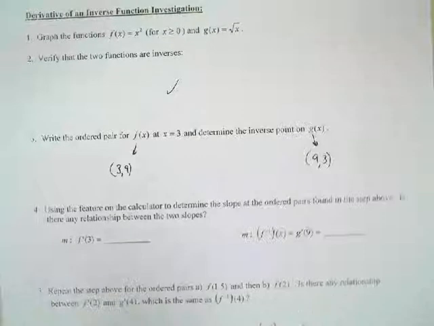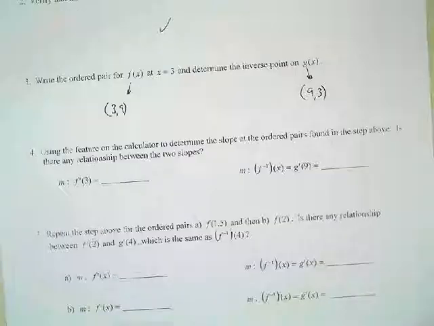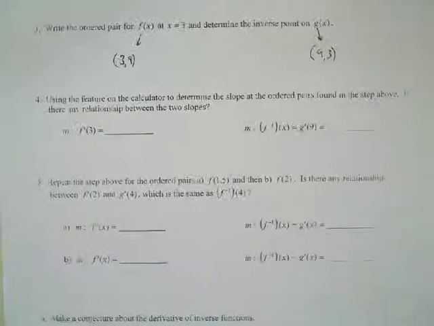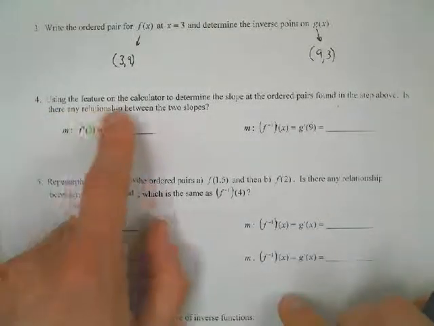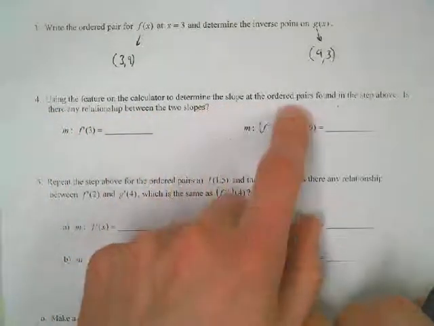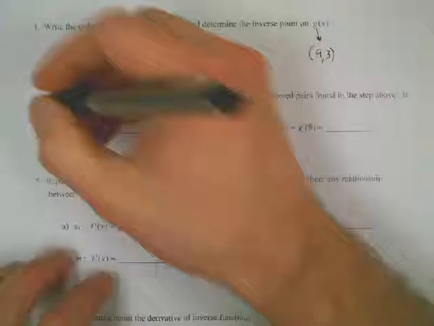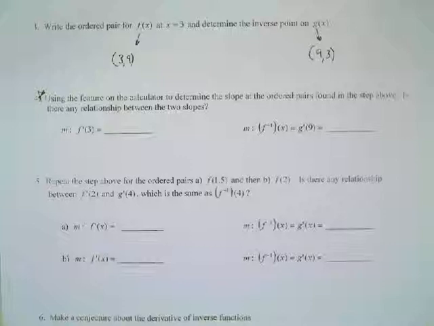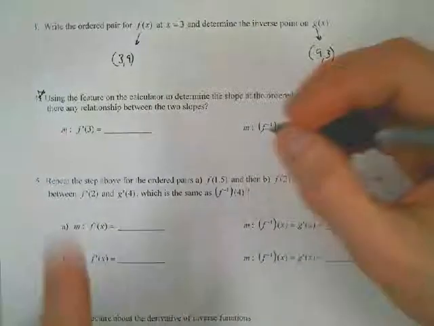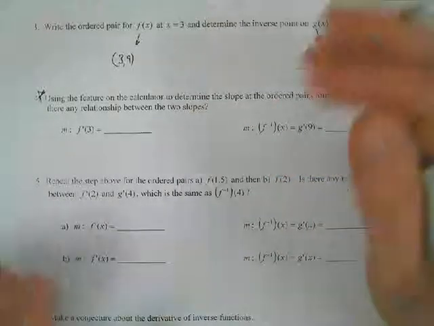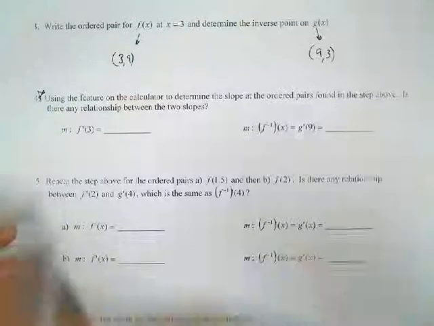Okay. Number 4. Using the feature on the calculator to determine the slope at the ordered pairs found a step above. Wait a minute, that doesn't even make sense. I'll have to fix that grammar. Some weird grammar there. But anyway, the idea is you're going to use the calculator to find the slope.